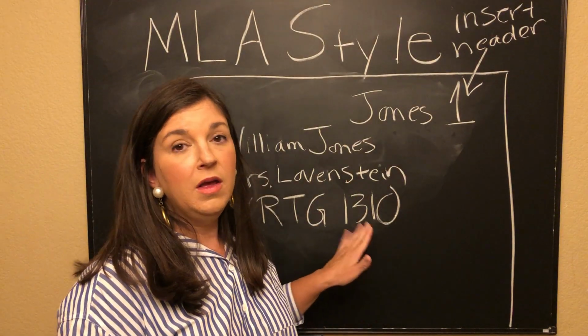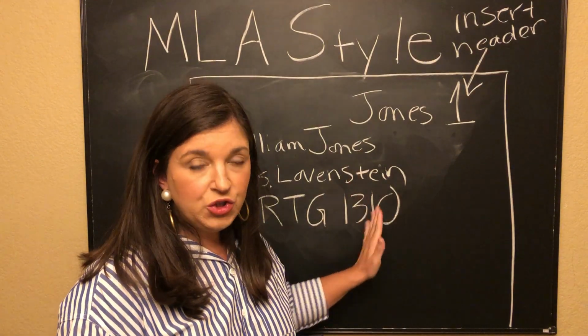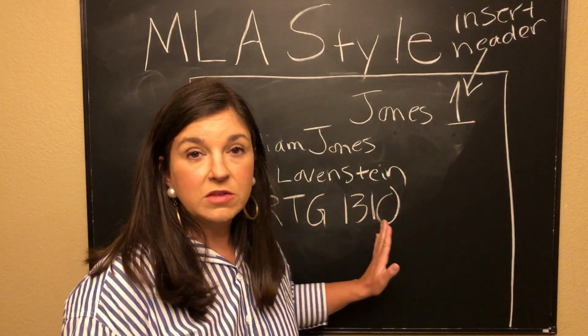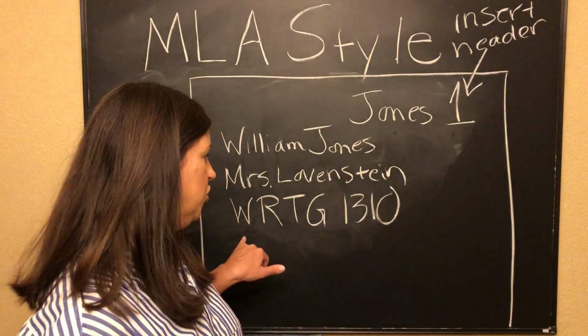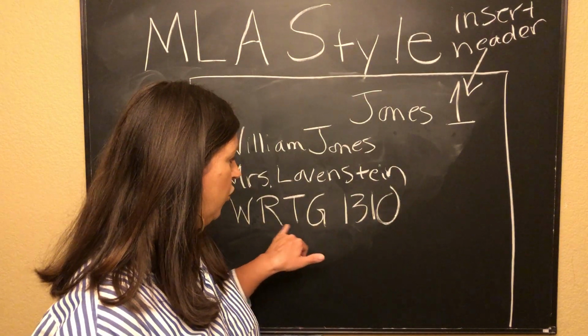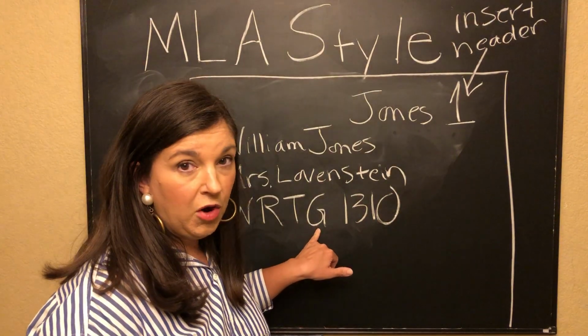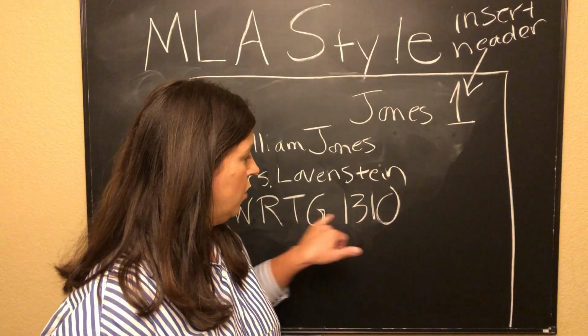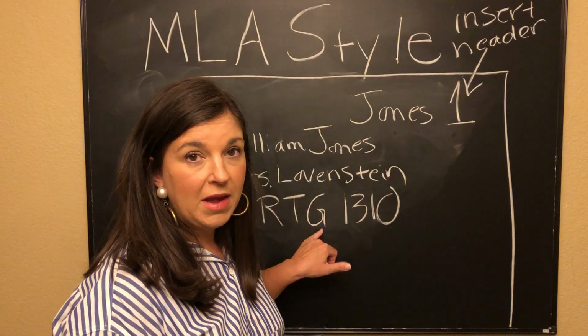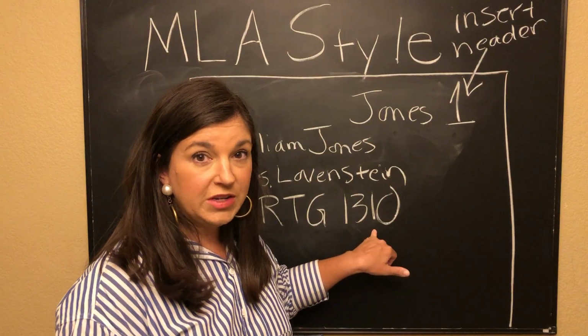And MLA wants the official course sequence number. So be sure to put the 4 letters that stand for the department, and then the course number. For your Comp 1 papers, it is writing 1310.